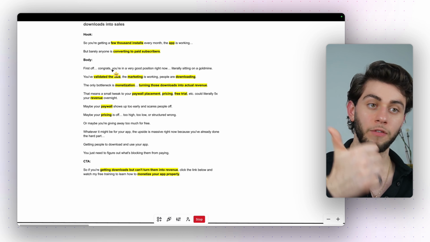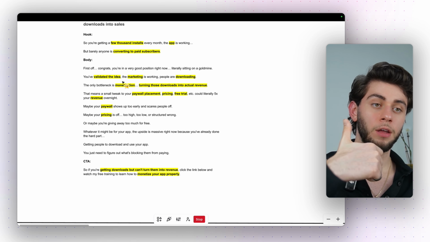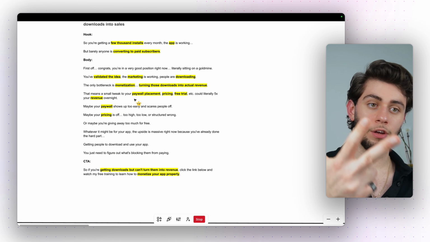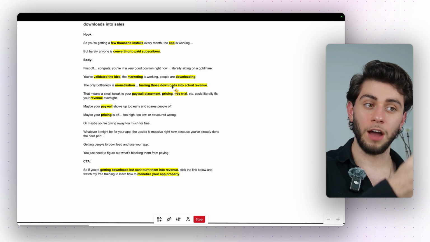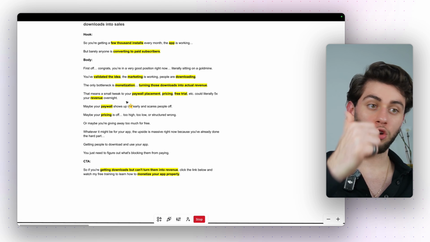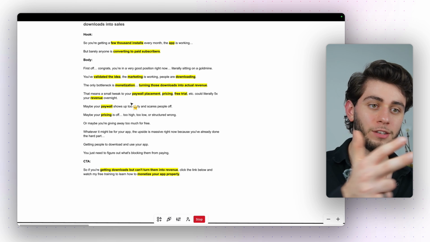All right, so first off, congrats, you're in a very good position right now, literally sitting on a gold mine. You've validated the idea, the marketing is working, people are downloading your app. The only bottleneck is monetization. Turning those downloads into actual revenue. That means a small tweak to your paywall placement, pricing, free trial, etc. could literally 5x your revenue overnight.